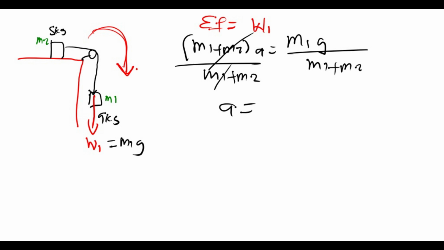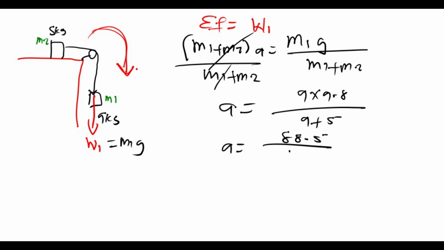A is equal to M1, which is 9, times 9.8, divided by 9 plus 5. So acceleration will be 9 times 9.8, that is 88.2, divided by 14. So my acceleration is equal to 6.3.